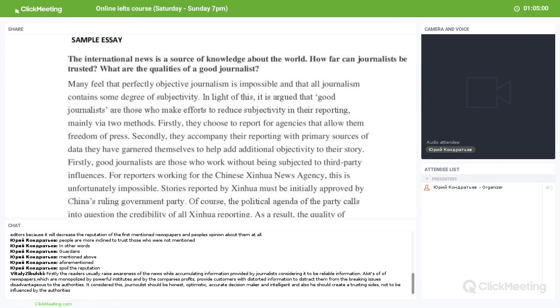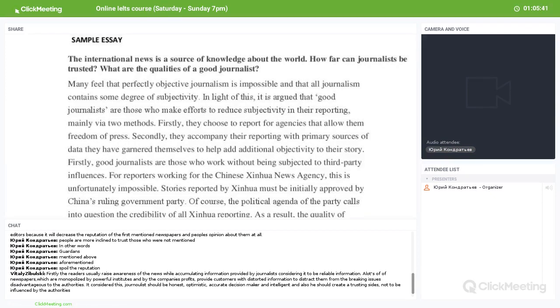Okay, firstly, after the first unit, comma, the readers usually raise awareness of the news while accumulating information provided by journalists, considering it to be reliable. Considering it to be reliable, you don't need to repeat information because you already had it. A lot of newspapers, which are monopolized by powerful institutes and by companies' profits, provide customers with distorted information to distract them from the breaking issues disadvantageous to the authorities.